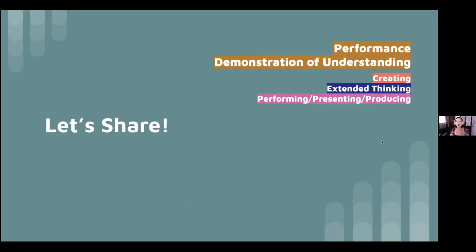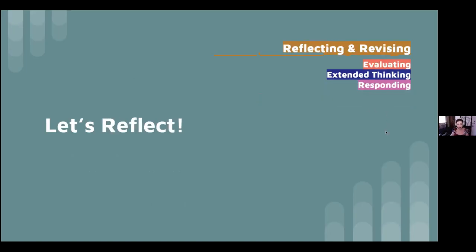Sharing, we are doing a performance, we're demonstrating understanding, we're using that creating skill set, extended thinking, and importantly for core art standards, performing, presenting, and producing. And when we reflect and revise, we're evaluating. We're doing extended thinking. Where did we not follow the rubric? Where does the rubric serve us? Where does the rubric not serve us? And we're responding to the activity.